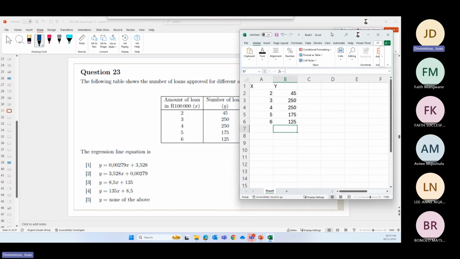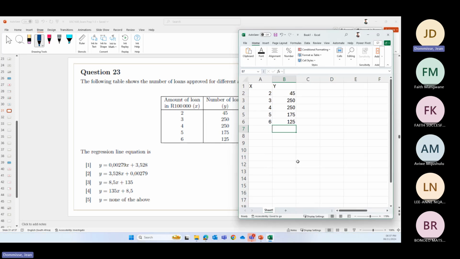Okay, so cool. So I will just see where I can get the steps. Then I will write down the steps for you guys as well.